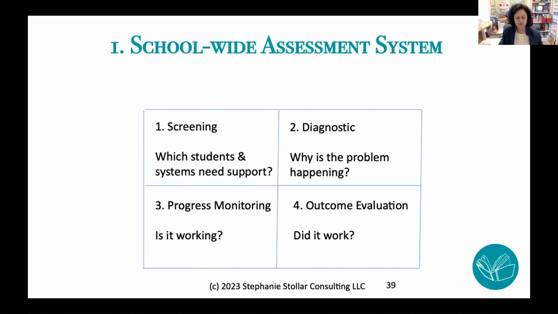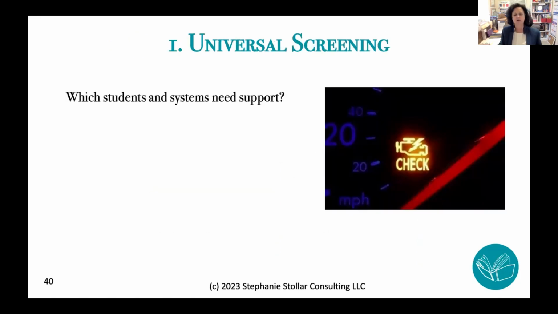So 4 different purposes, 4 different questions, 4 different types of assessment that you'll need to have within your MTSS model. So I'm going to talk about characteristics of each, give you some examples of each, and any questions that you have along the way, please put those in the Q&A. So let's start with universal screening, which, as I said, answers the question, which students and systems need support.